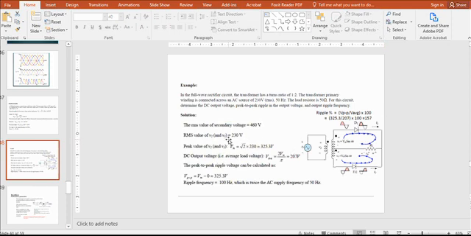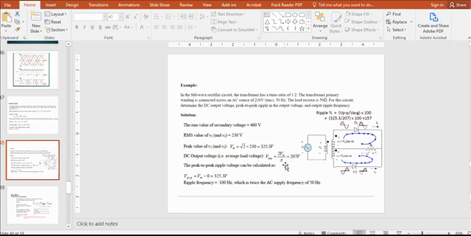Now here the total secondary RMS value is 460 volts, because of the 1:2 ratio of the transformer. The RMS value of V2 and V3 is 230 volts each. The peak value of V2 and V3 is obtained by multiplying by root 2, so it will be 325 volts.